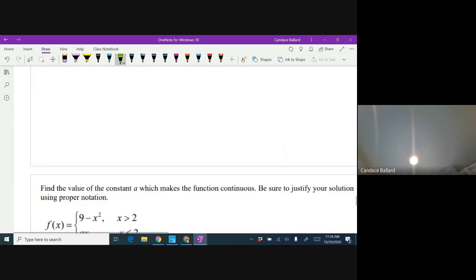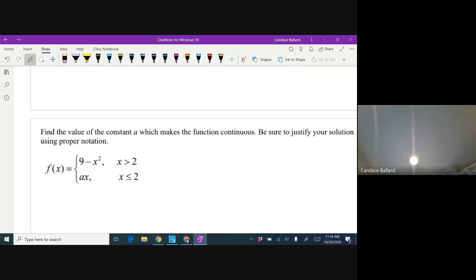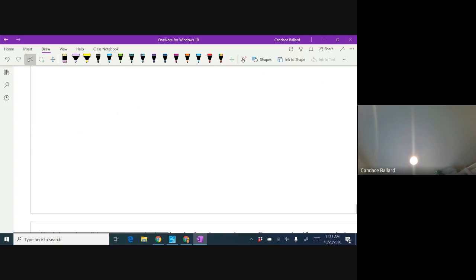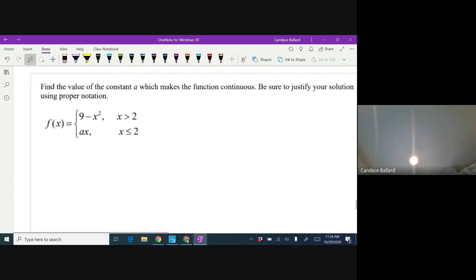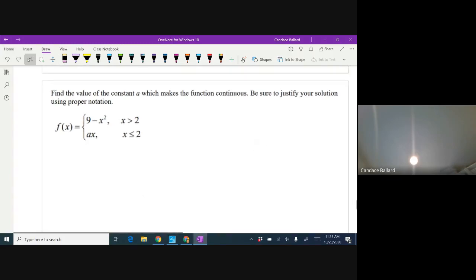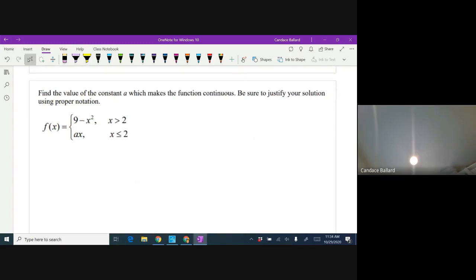All right, I think I've got one more thing. Yep. Okay, guaranteed this is there. I think I've got 2 of these to do, and then that's really it. We will have gone through everything. Okay, so we've got a function. Find the value of the constant a which makes the function continuous. Be sure to justify your solution using proper notation.